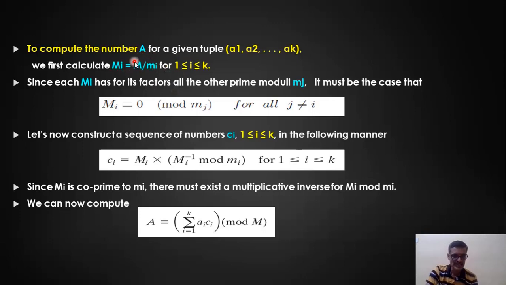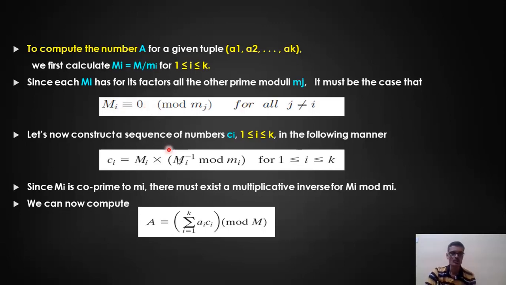So you do this calculation first. I'll take up an example in the next slide and explain this concept again. Okay, I'll tell you the steps, what we have to do first. So we have to calculate Mi, which is M divided by mi, for all the values of i between 1 and k. Okay, since this Mi has for its factors all the prime moduli mj, it must be the case that this condition should hold good always. That is Mi congruent to 0 mod mj. That is, if I divide Mi by mj, it divides completely, I can say without a remainder.